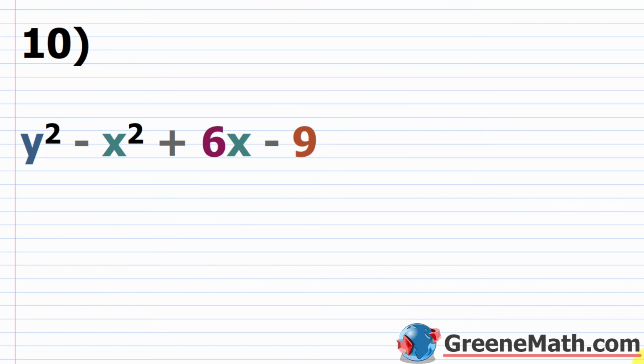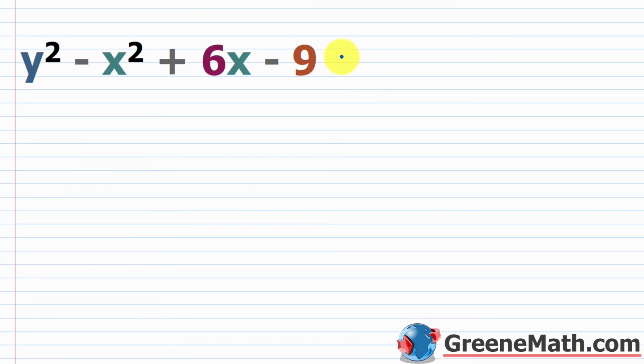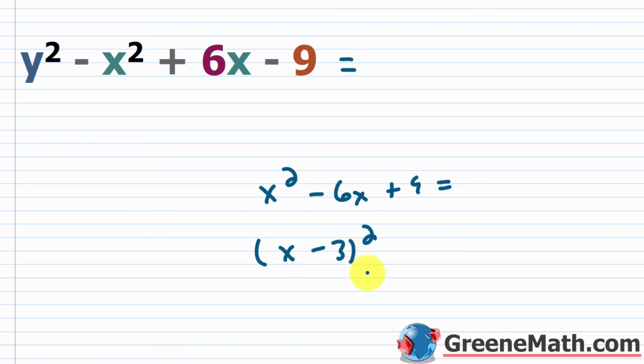All right, let's look at the last problem, problem number 10. Again, this one is a bit tricky, so let's go through it step by step. We have y squared minus x squared plus 6x minus 9. You might have looked at x squared plus 6x minus 9 and said, well, that doesn't exactly match something that I'm used to factoring. If you had x squared minus 6x plus 9, this is the quantity x minus 3 squared. But I don't have that, but I could create it. Notice that this is a minus, this is a plus, and this is a minus. So all the signs are exactly opposite from what you would need.